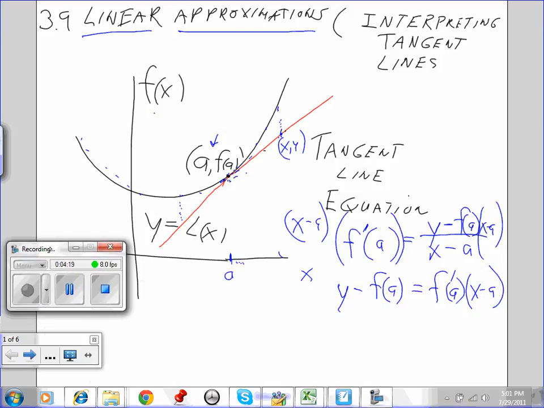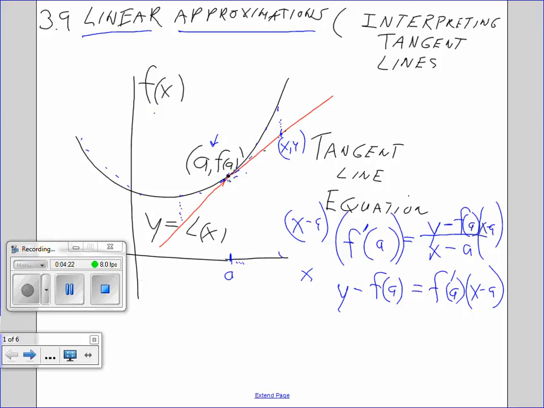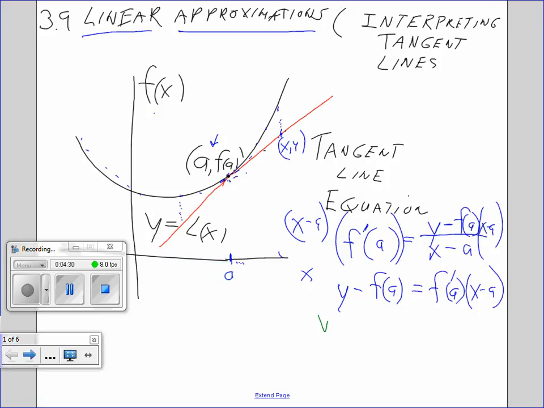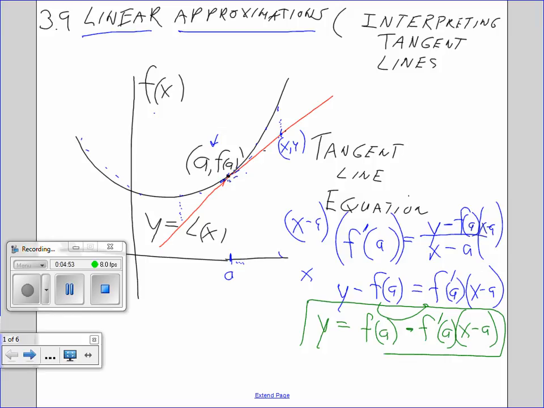Get this thing out of the way here. I can do a little more of that with this equation. And I'm going to get my pen back. Start green here. I could say, well, y, I'm just going to push this to the other side. I'm going to say y is going to be f of A plus f prime of A times x minus A. That indeed, this then, that's what we would call our tangent line.